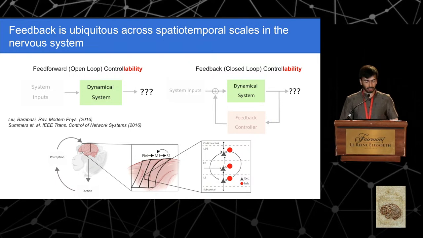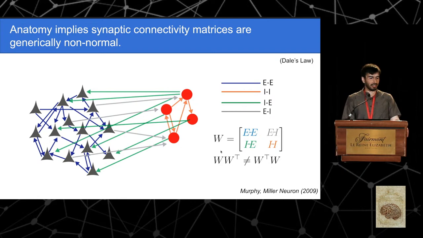Another fact about the organization of the nervous system is that Dale's law constrains every synapse coming out of a neuron to be either excitatory or inhibitory. So when you look at the synaptic connectivity matrix of some population of neurons, every connection coming out of an excitatory neuron is going to be sign constrained to be positive, whereas every connection coming out of an inhibitory neuron is going to be sign constrained to be negative.